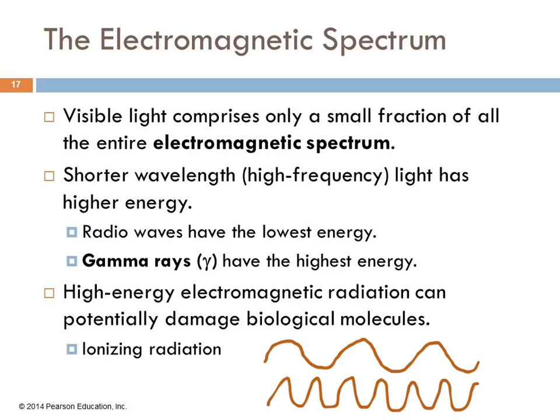Okay? So within the electromagnetic spectrum, we've got a range from radio waves with the lowest energy to gamma rays, which have the highest energy. The high energy electromagnetic radiation can be very dangerous to biological tissue. It's known as ionizing radiation. It comes into your body, it forms ions, and does all kinds of horrible things to you.